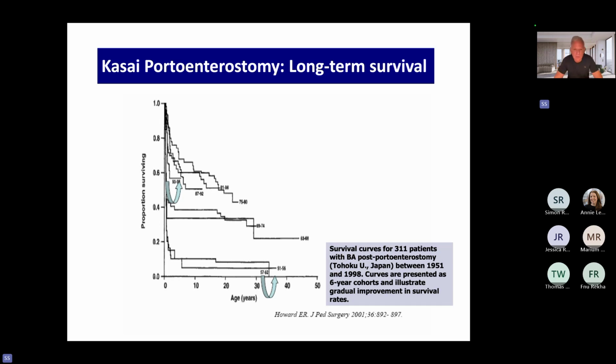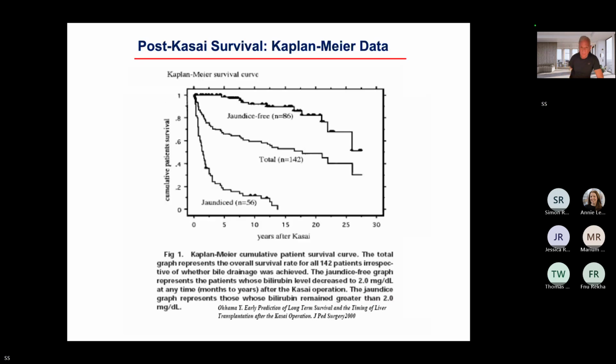The long-term survival for biliary atresia has improved. Each of these Kaplan-Meier plots, if you go from bottom to top, look at the proportion of patients surviving. Between 1951 and 1998, you see how much better the curves get, indicating a better survival rate, largely because of the development of improved surgical techniques.